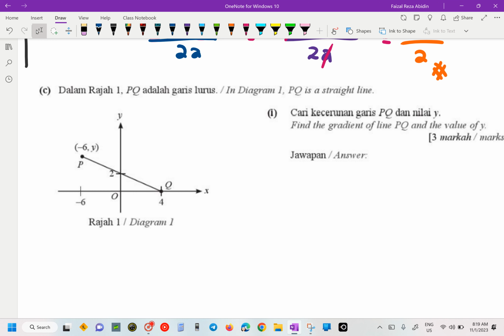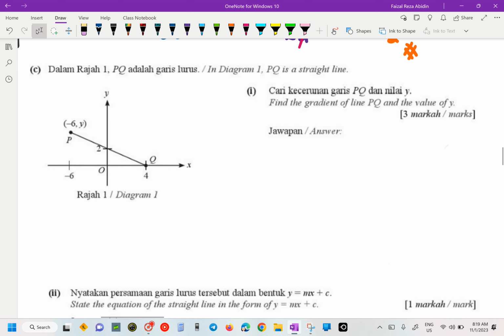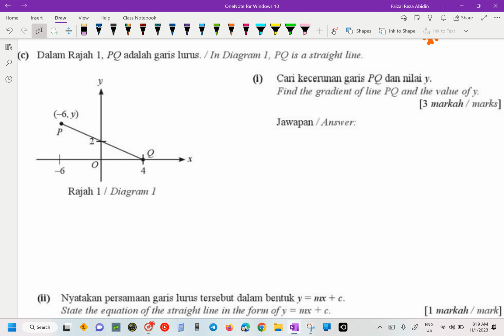Okay, C. This one we have two questions. One over here is going to be 4 marks given. In the diagram, PQ is a straight line. Form 3. Find the gradient. How many methods can we use to find the gradient? Formula. Two methods. First will be y2 minus y1 over x2 minus x1. The second method you can have by negative y-intercept over x-intercept.